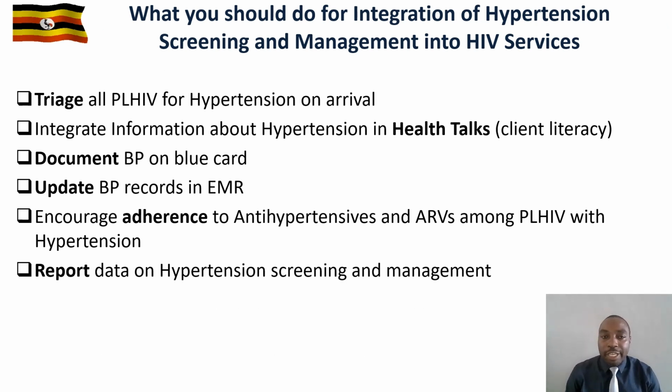Make sure that at triage, all people coming have a blood pressure taken. Remember how we take the blood pressure. And when you're giving health talks, integrate information about high blood pressure. Document on the blue card, update records in the electronic medical record systems, EMR. Encourage adherence to ARVs and antihypertensives, and report data on the people you've screened for hypertension, how many were screened positive for hypertension, and how many were managed.